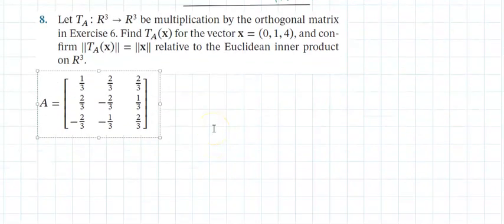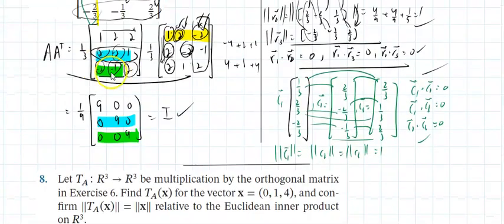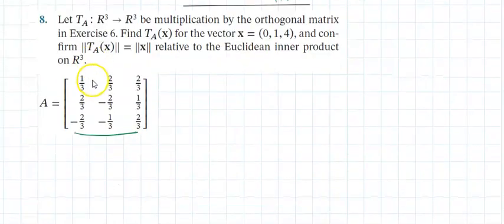the transformation from R3 to R3 be with matrix A, and there's A right there, be multiplication by the orthonormal matrix. They're telling you this is orthonormal, you don't have to check. And exercise 6, so that's where I copied this from. It's right there. And your homework is going to say 5. Find TA of x for vector 0, 1, 0.